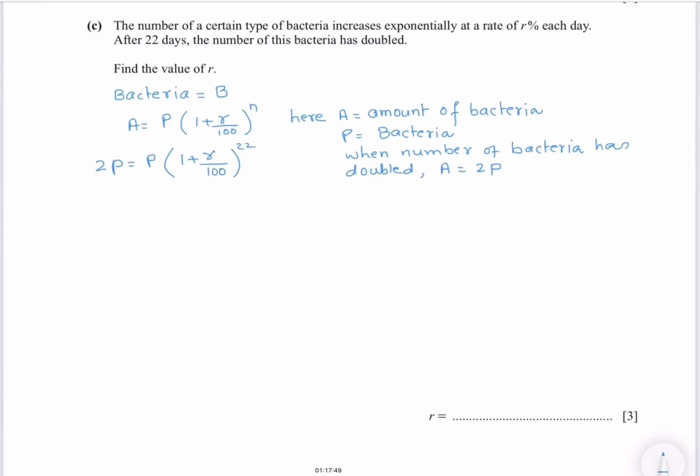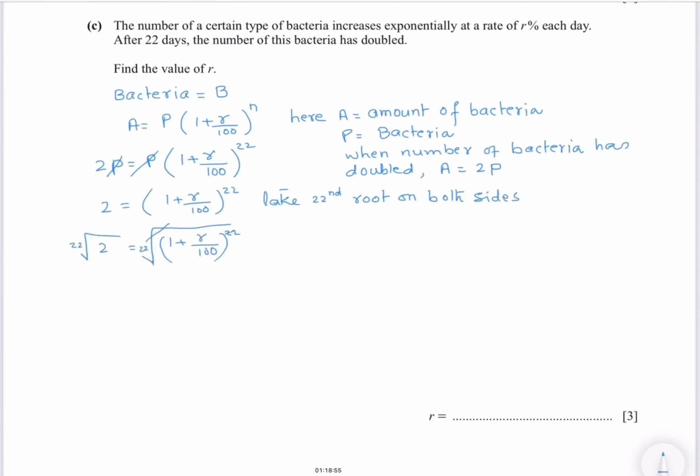Here you are working with days, so P and P cancel. So now try to simplify it. You have to make R the subject. Take the 22nd root on both sides. So the 22nd root of 2 is 1.032, equals 1 plus R over 100. So 1.032 minus 1 is 0.032, multiplied by 100, so R is your 3.2.